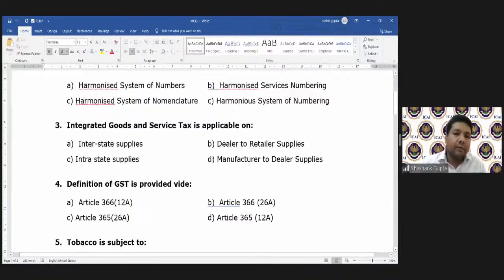harmonized system of nomenclature. Next, IGST or Integrated Goods and Services Tax is applicable on A, interstate supplies, B, dealer to retailer supplies, C, intrastate supplies, or D, manufacturer to dealer supplies. Come on, 10 different answers at least.